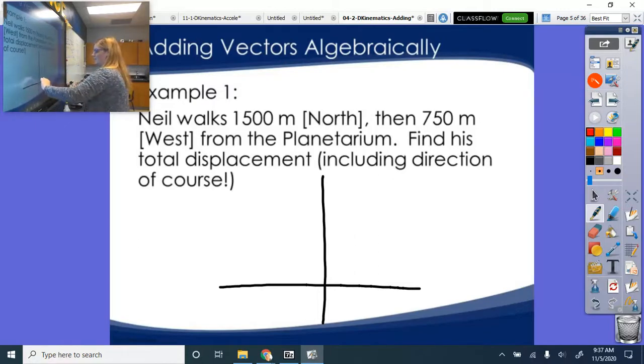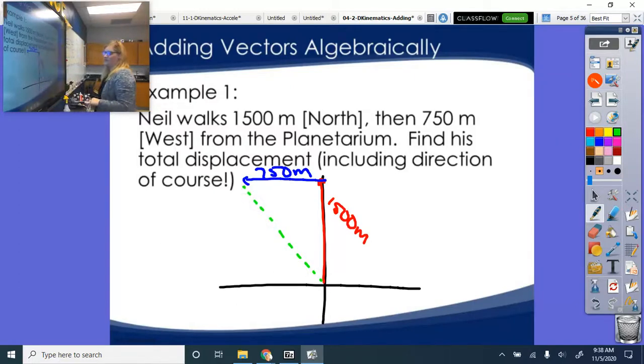He walks 1,500 meters north, and then he's going to walk 750 meters west from the planetarium. We're going to find his total displacement, including the direction. So what we're solving for is that resultant right there from where he started to where he finished.